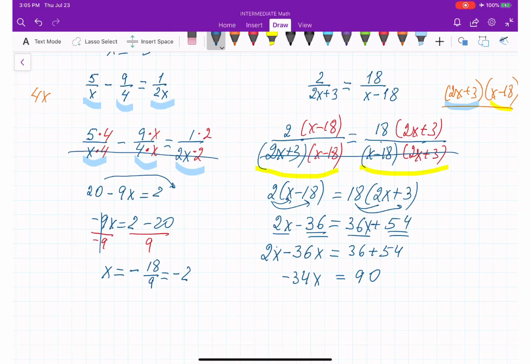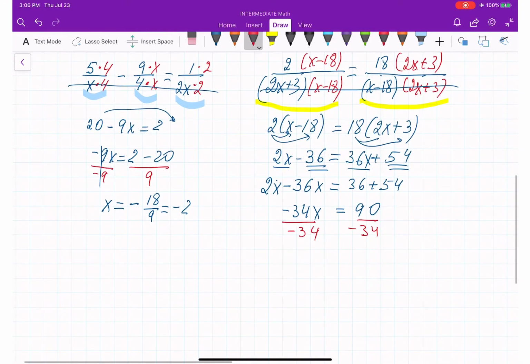Okay, so once I divide, I'm going to get a fraction, because dividing 90 by 34 is going to give me a fraction. So let's divide by negative 34, negative 34, and the answer is going to be, here we go, x is equal to negative 90 over 34.